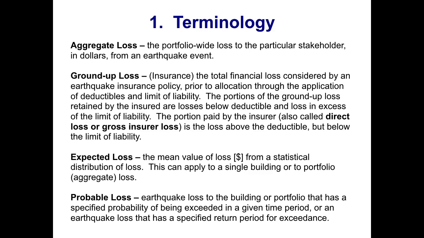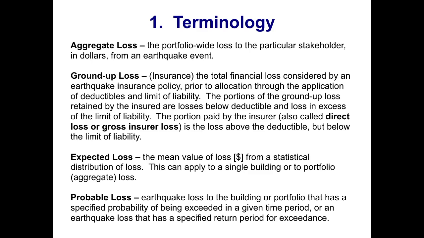The portions of the ground-up loss that are retained by the insured, that's usually the owner, are the losses below deductible and loss in excess of the limit of liability. The portion that's paid by the insurer, that we can also call the direct loss or the gross insurer loss, is the loss above deductible but below the limit of liability.